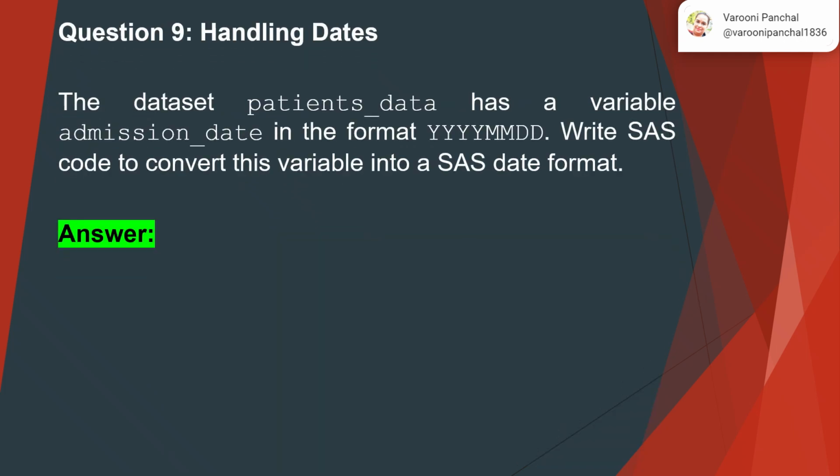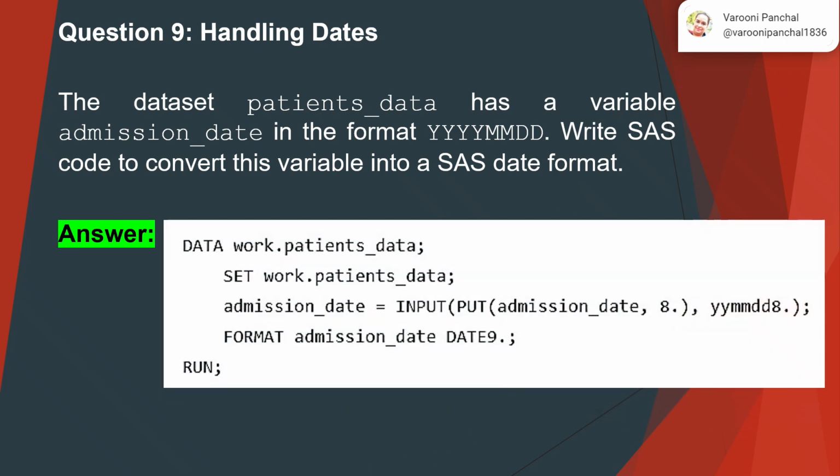Question 9, handling dates. The dataset patients_data has a variable admission_date in the format YYYYMMDD. Write a SAS code to convert this variable into a SAS date format. So here we'll write a simple data step, because all these functions of converting into different date formats, all kinds of manipulation, are usually done in a data step. So we'll consider this patients_data.